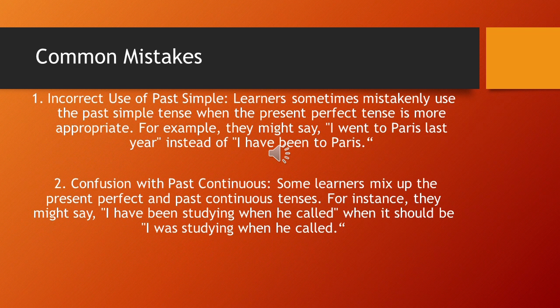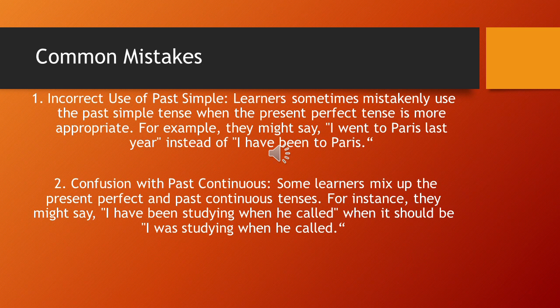Let us look at some common mistakes and how to avoid them. Number 1, incorrect use of past simple. Learners sometimes mistakenly use the past simple tense when the present perfect tense is more appropriate. For example, they might say, I went to Paris last year, instead of, I have been to Paris. So to avoid this, always distinguish between the past simple and the present perfect tenses.